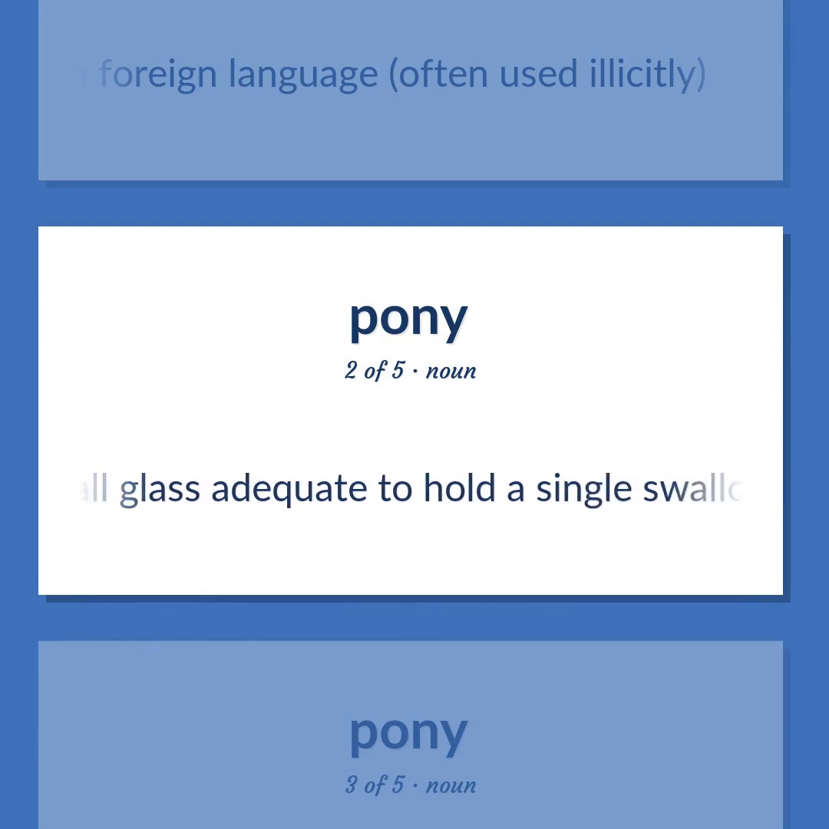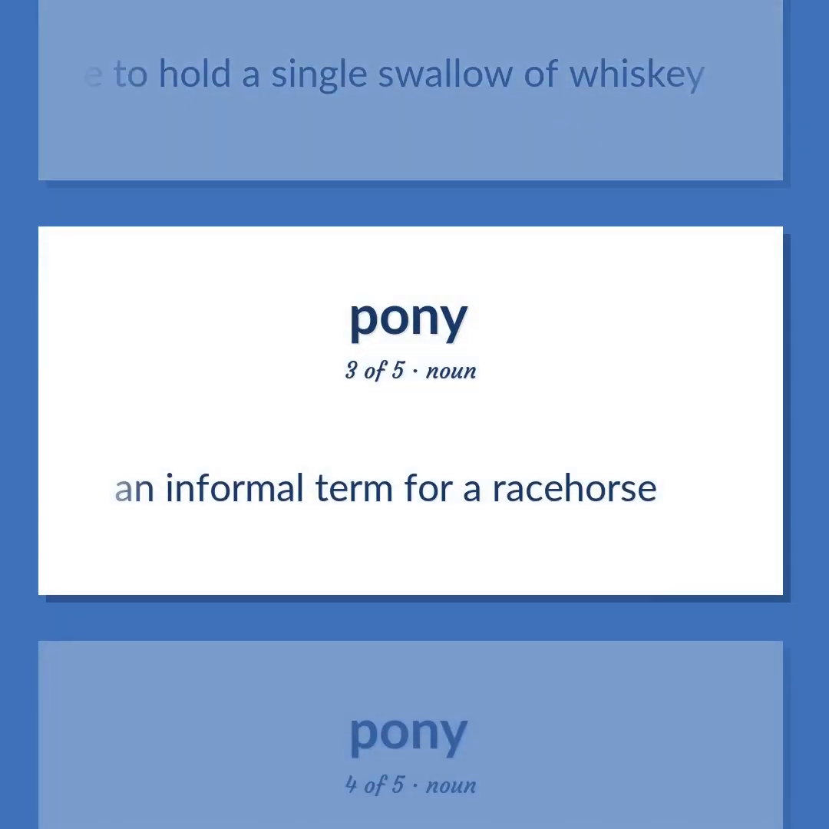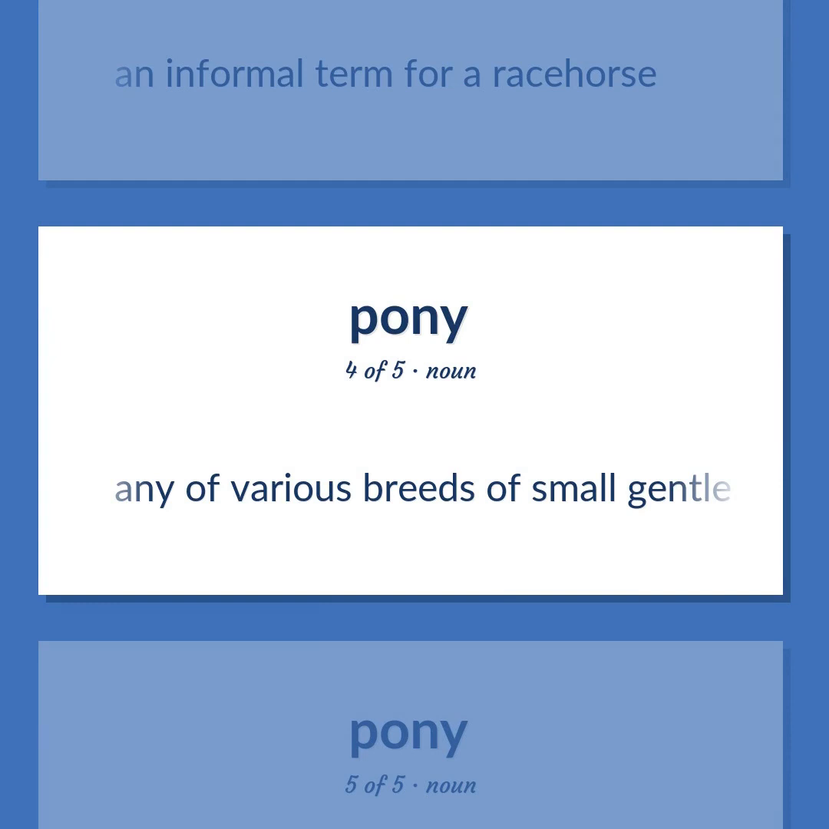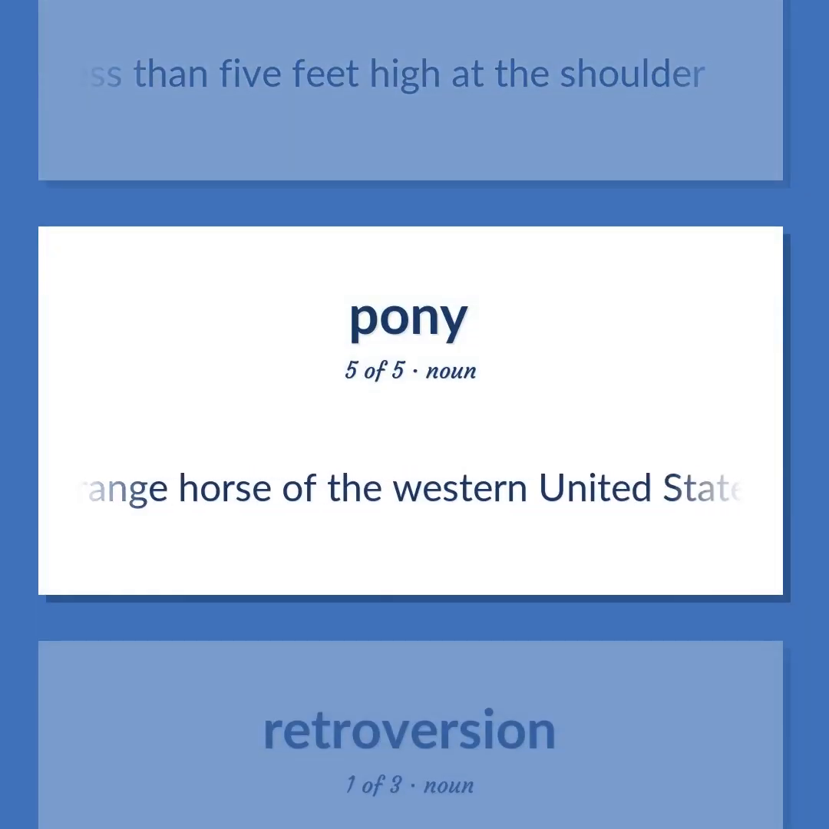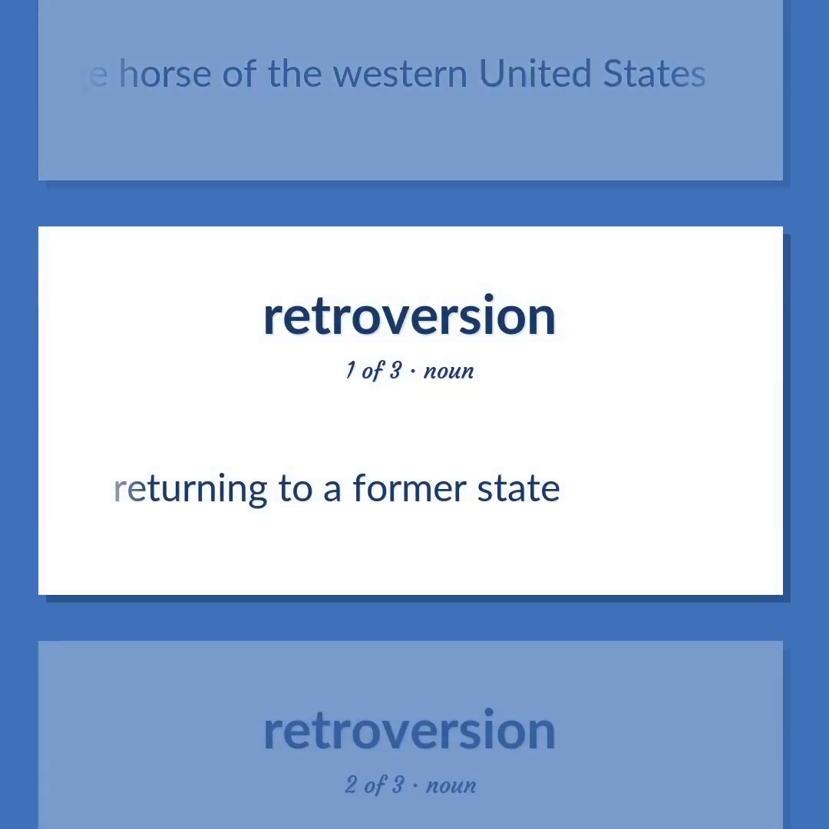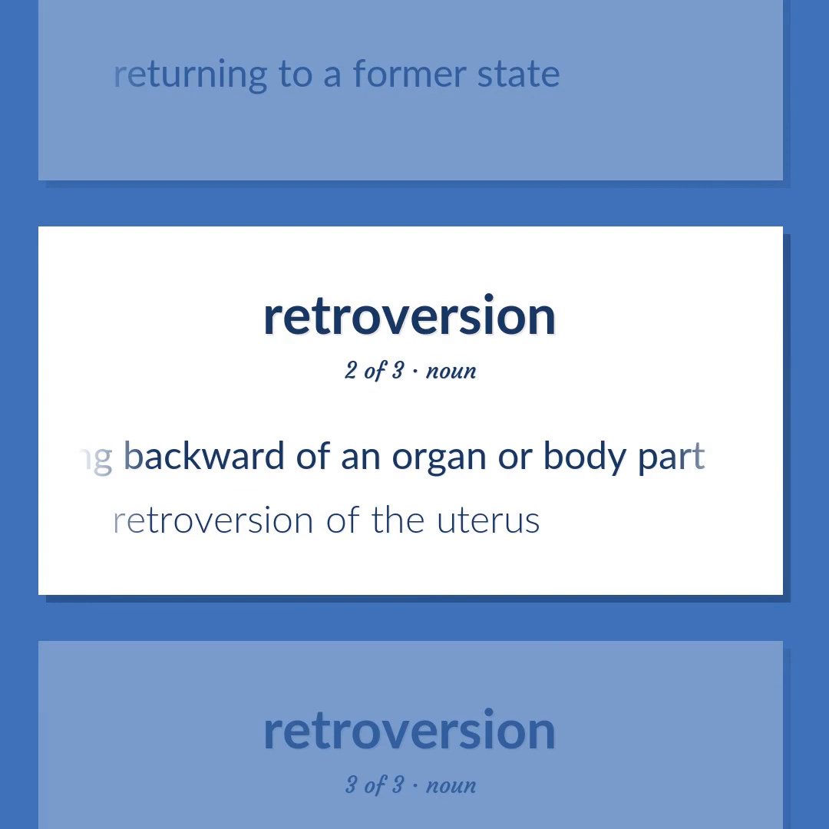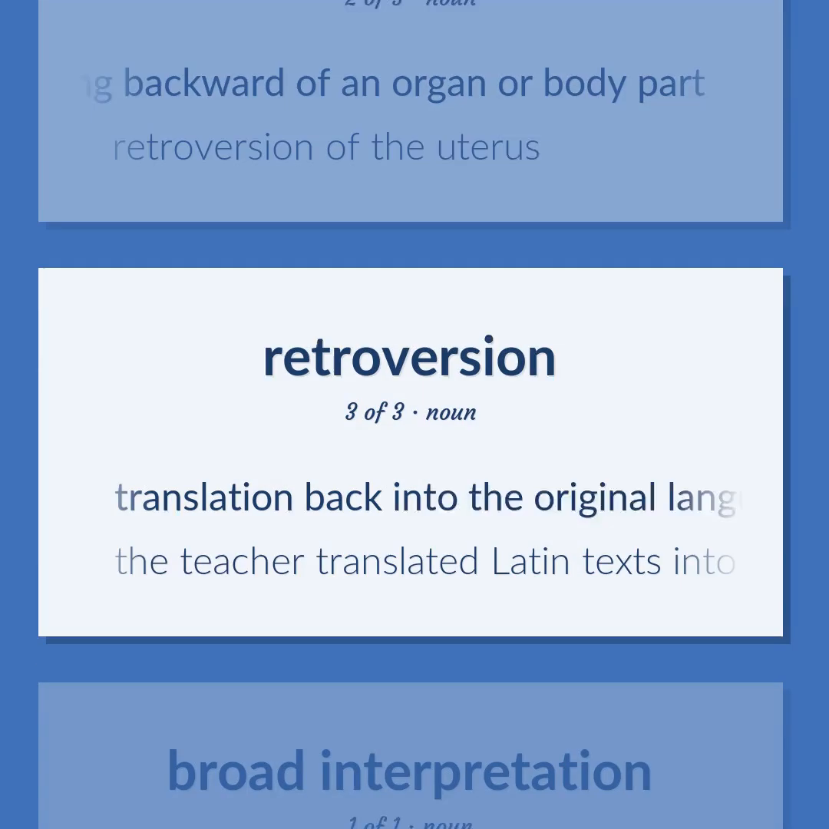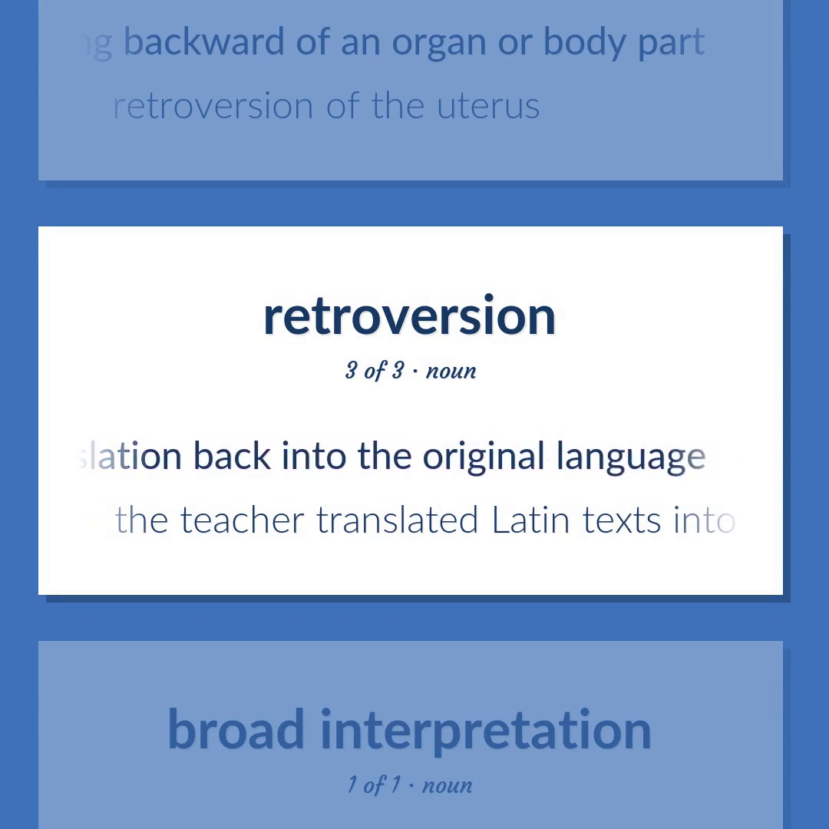A small glass adequate to hold a single swallow of whiskey. An informal term for a racehorse. Any of various breeds of small gentle horses usually less than 5 feet high at the shoulder. A range horse of the western United States. Returning to a former state. A turning or tilting backward of an organ or body part. Retroversion of the uterus. Translation back into the original language. The teacher translated Latin texts into English which he gave to his students for retroversion.